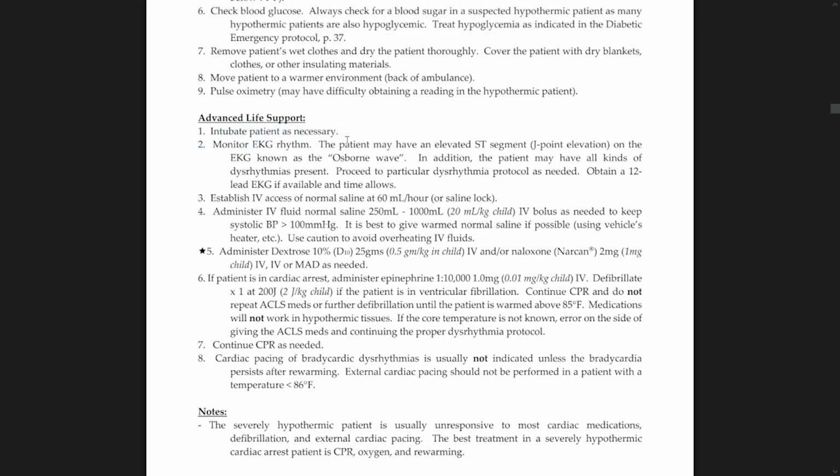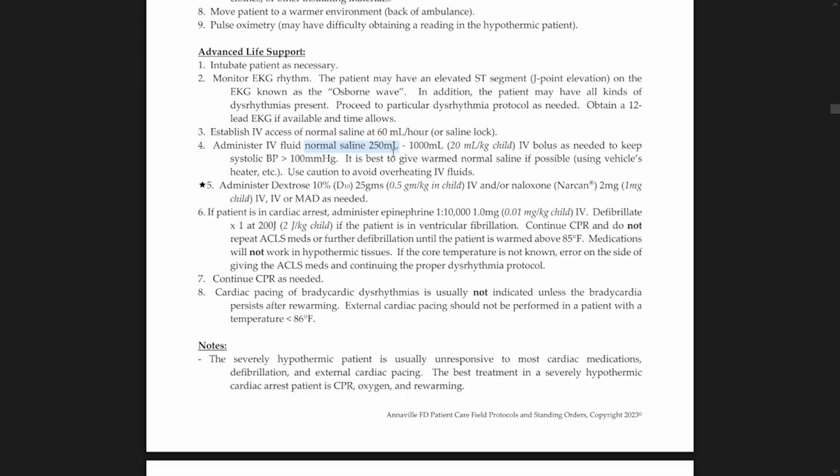The patient may have an elevated ST segment, a J point elevation on the EKG, known as the Osborne wave. Extremely cool. In addition, the patient may have all kinds of dysrhythmias present. Proceed to particular dysrhythmia protocol as needed. Obtain a 12 lead if the time allows. Establish an IV and administer saline if necessary.